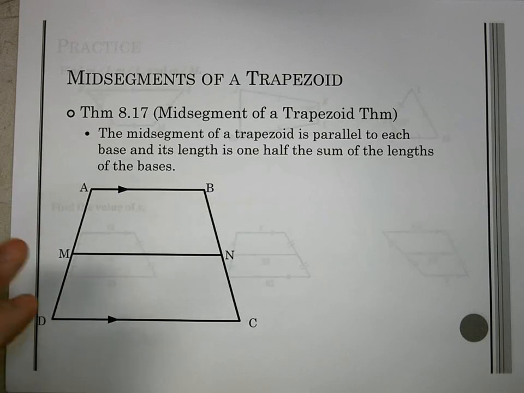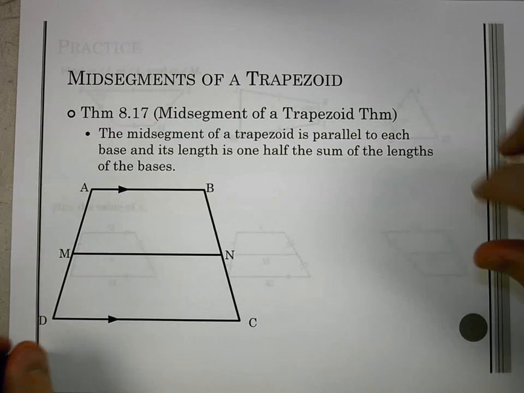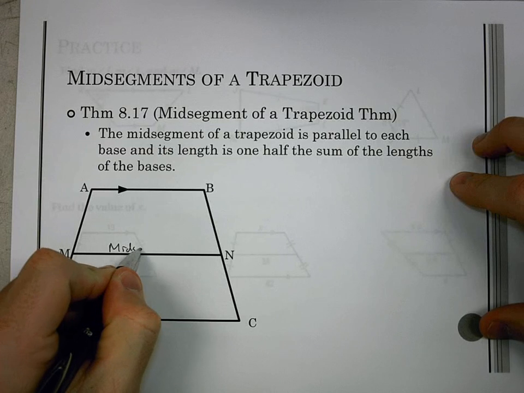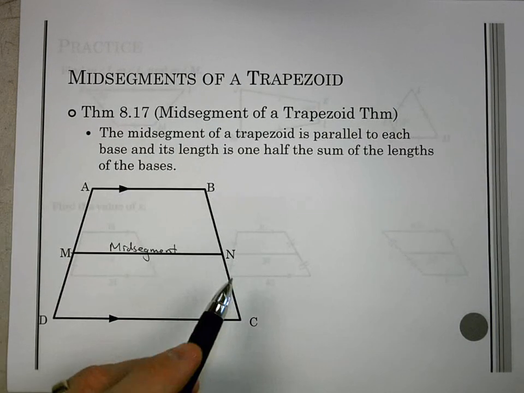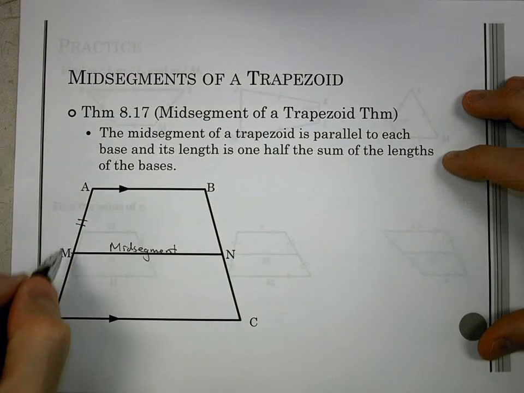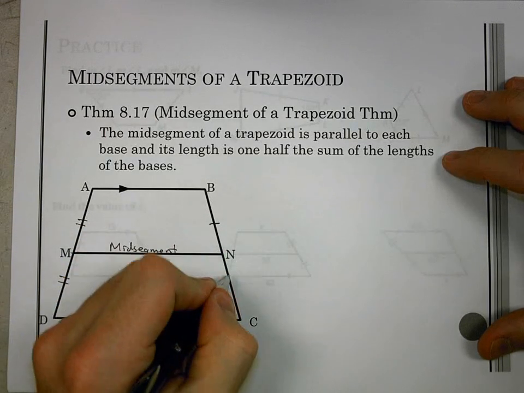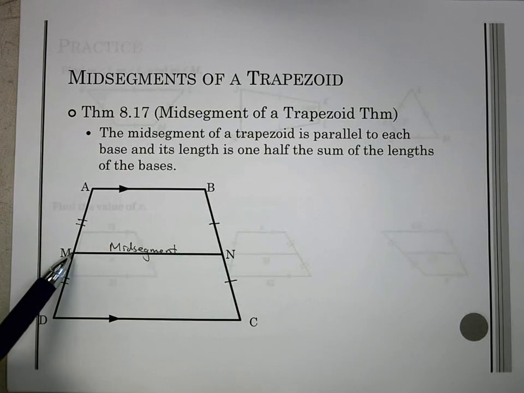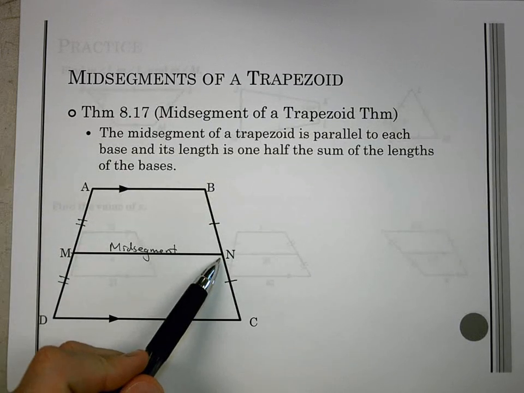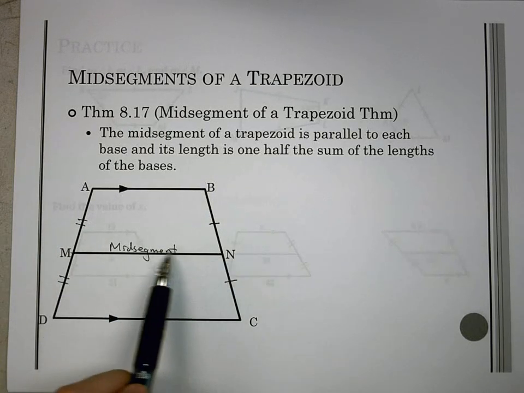This works for all trapezoids, not just isosceles. But to have a midsegment of a trapezoid, we're looking at MN being the midsegment. And for that to occur, we would need M and N to both be midpoints on the legs on the outside. That'd be AD and BC. So to say MN is a midsegment, we're first assuming that M is a midpoint on AD, N is a midpoint on BC. That puts this segment going through the middle of the trapezoid.